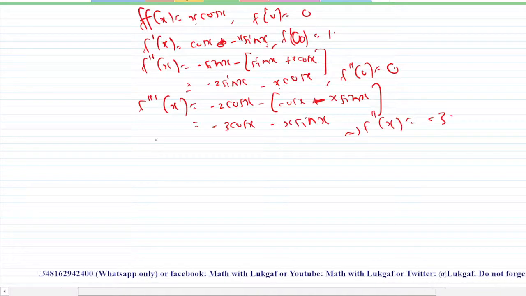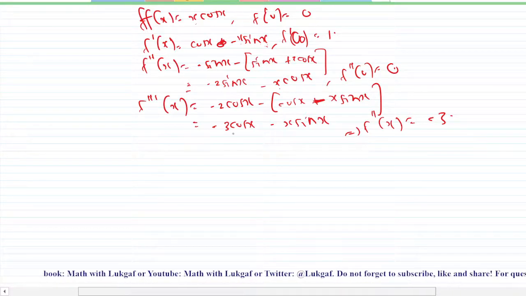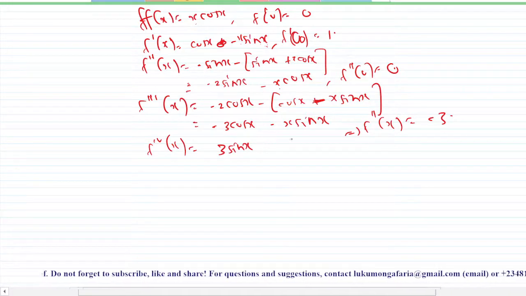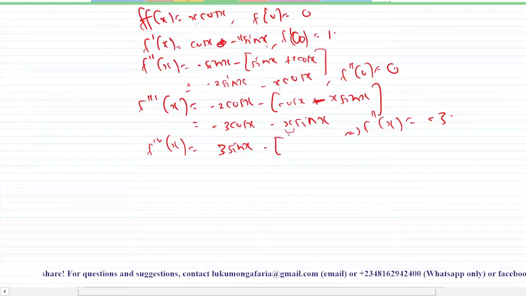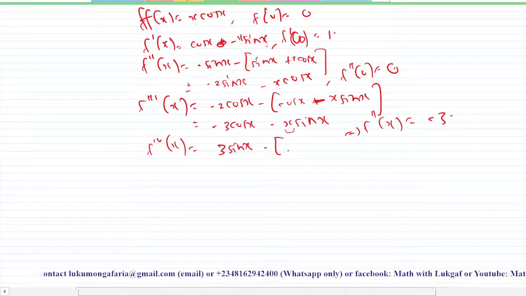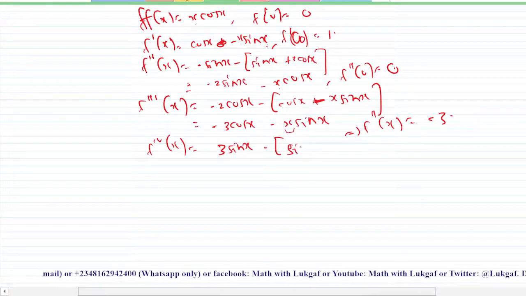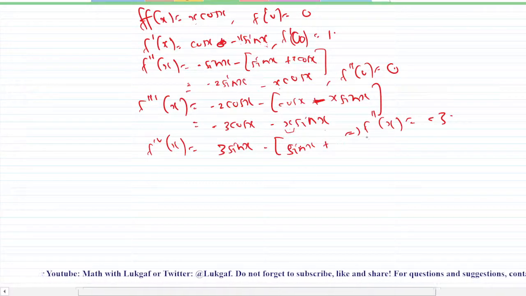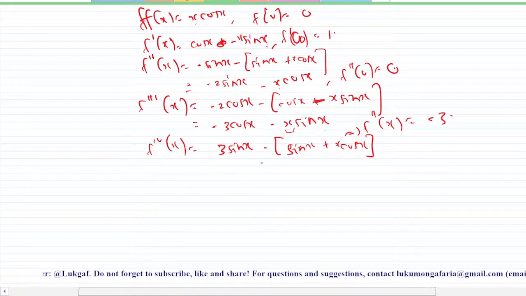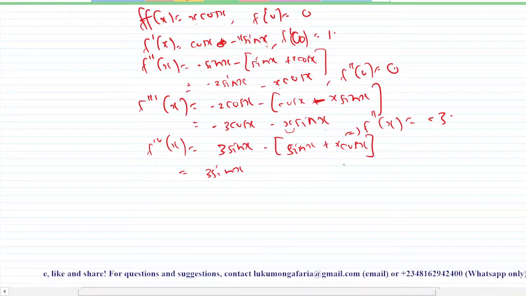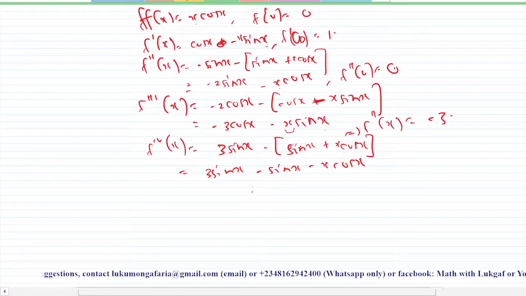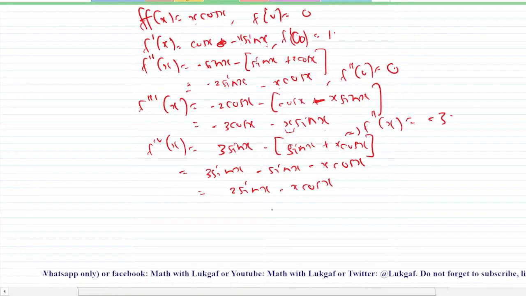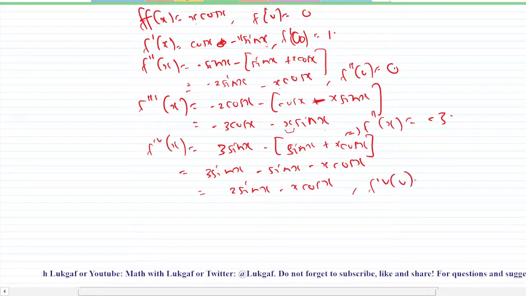Yeah. Okay, now f fourth of x, that's going to give you 3 sin x, right? Minus, if you differentiate this again, the derivative of x is 1, derivative of sin x: differentiate the first, leave the second as it is, plus differentiating the second, that's cos x, then x here. So then I'm going to have 3 sin x minus sin x minus x cos x. That will give you 2 sin x minus x cos x. You understand now? If you put f fourth of 0, that's going to give you 0.